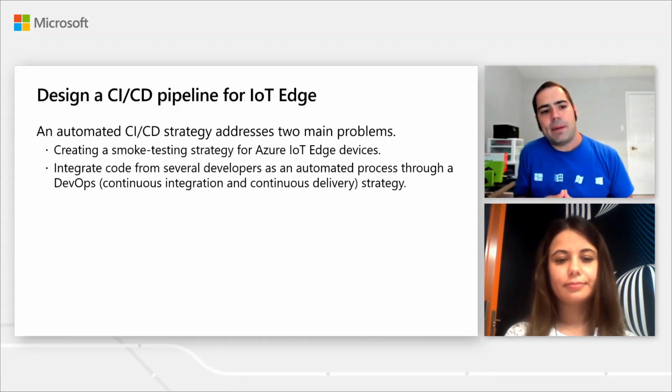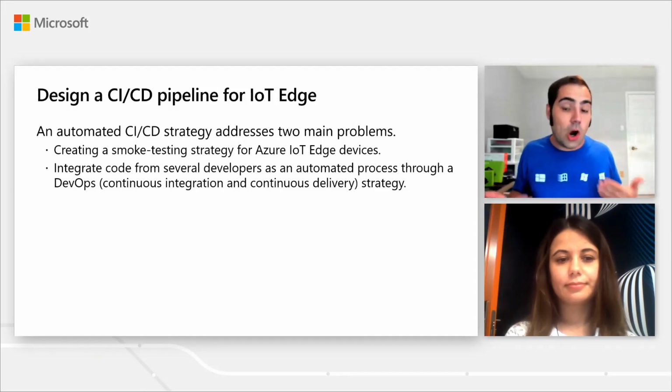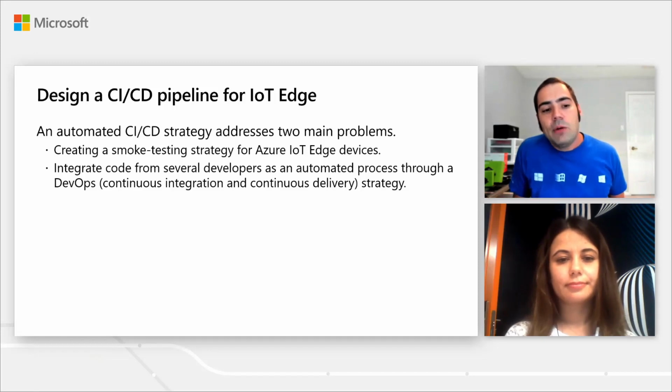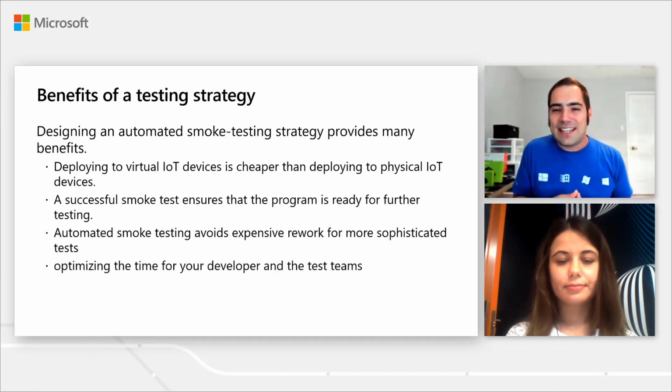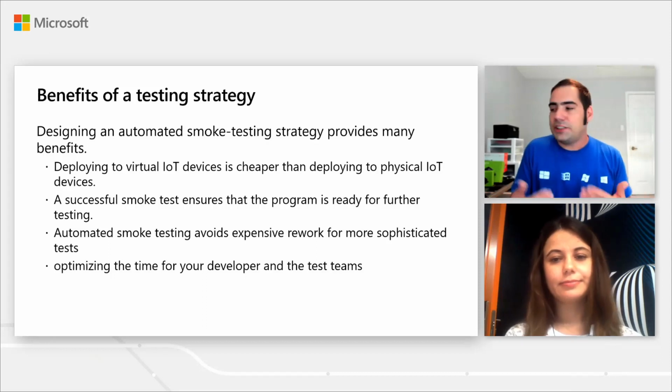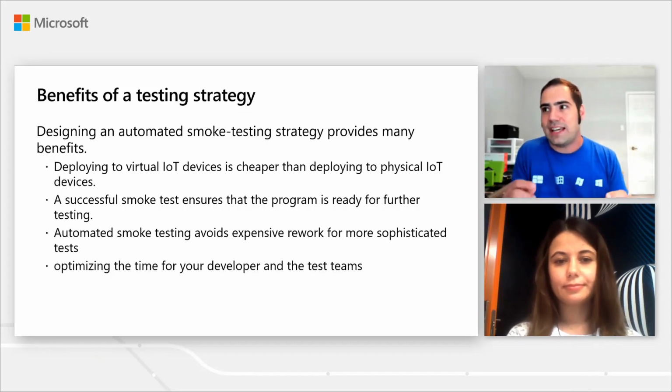So one of the interesting things about an automated CI/CD strategy is that it addresses a couple of problems. For one, we can create a smoke testing strategy for our IoT Edge devices, meaning we can actually validate that our deployments are good before we ship them out. And we can also facilitate integrating code from several developers in an automated process, as you saw on the previous slide. Now, some of the benefits of this testing strategy might not be apparent. So Ayse, would you like to share with the audience how we might be able to get benefit from using a smoke test strategy for this particular solution?